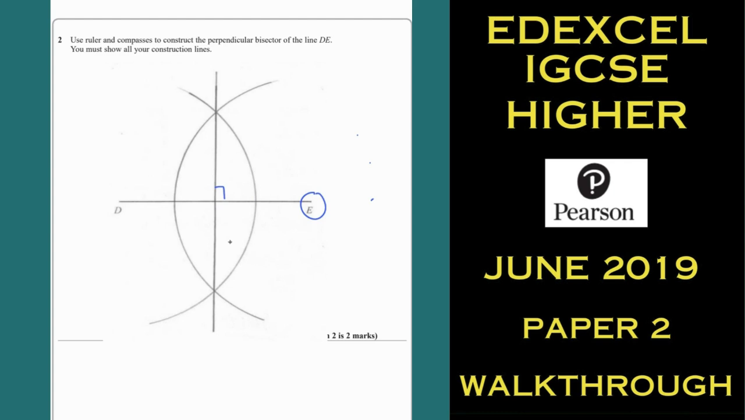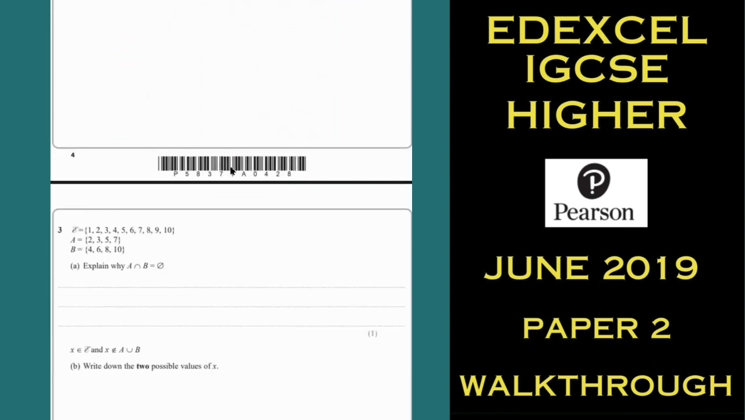Pick up your compass, don't change its setting. Metal point on D, semicircle. Join your 2 crosses for a couple of easy marks. They don't come up very often, those, but do practice them. They're nice and quick. Practice your angle bisector as well.